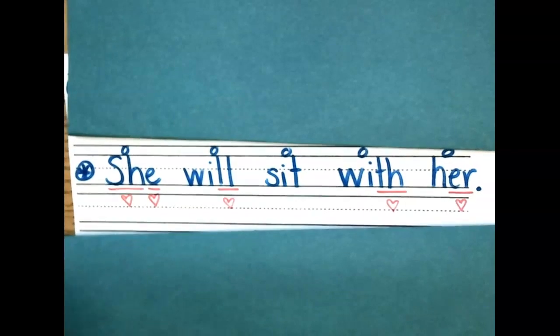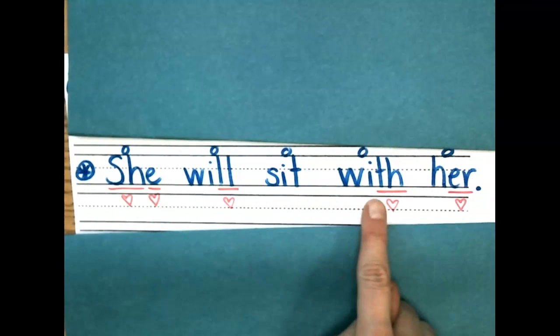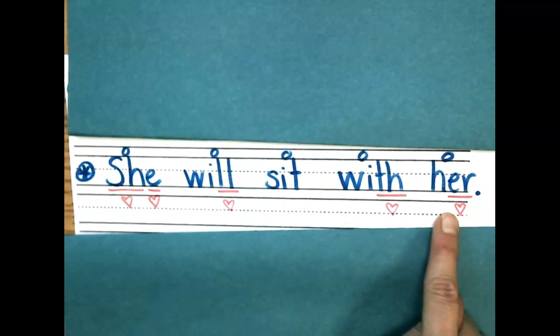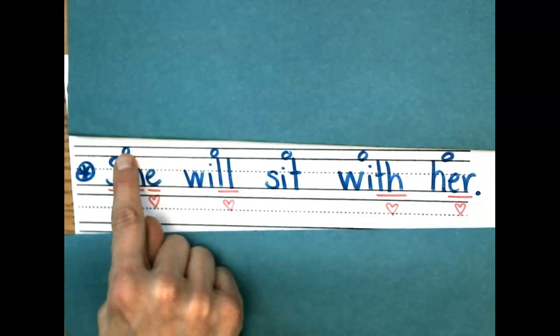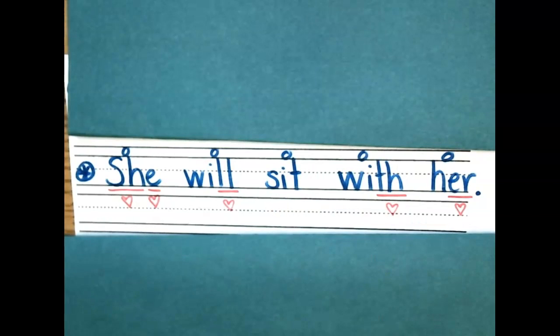All right, here's our sentence. She will sit with her. Just a minute, you're going to pause the video and you're going to check to see if your sentence matches mine. Put a check mark in the circles above each word if it matches mine. Pause the video now. After you've checked, you are all done with this lesson.